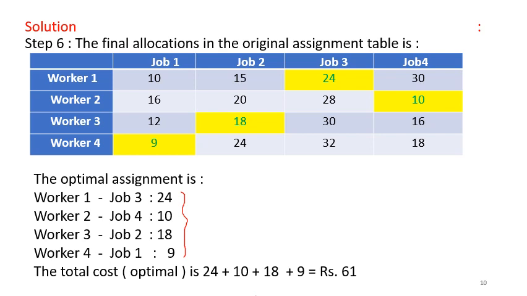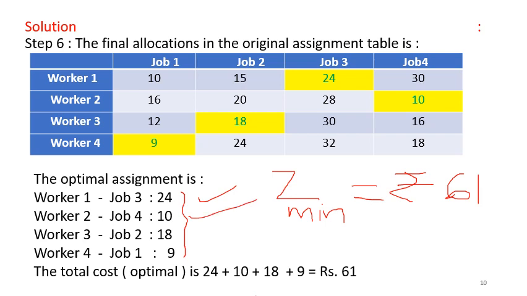So this is your final assignment. Your Z value, or the total Z value, or the minimum cost, the optimal cost for this assignment problem, will be rupees 61. And the assignments as given here: worker 1 to job 3, worker 2 to job 4, worker 3 to job 2 and worker 4 to job 1. So this is the solution for the problem.